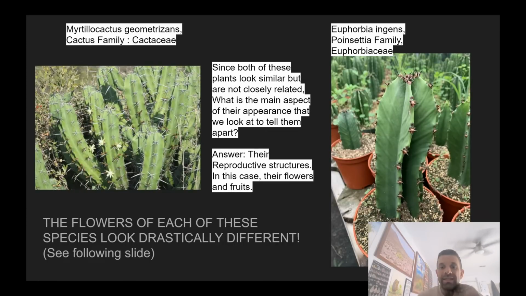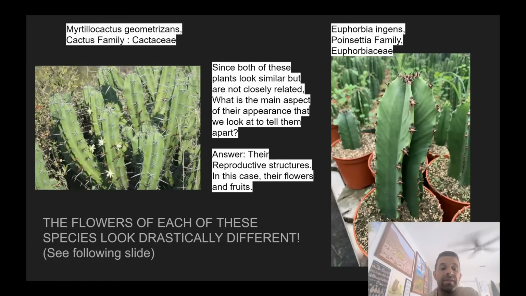Okay, so how do we tell if we see this Myrtillocactus and Euphorbia, and they look so similar? How do we tell what they really are? Let's see. Let's go back to that. Lost for a minute. How do we tell what they really are? We look at their flowers, okay, their reproductive structures. When you're trying to figure out what plant family a plant that you're looking at is in, you look at the flowers. You don't look at the leaves. Sometimes leaves can give you a hint. 99% of the time, it's going to be flowers or fruits. Remember, flowers produce fruits. The fruit is an ovary. That ovary is inside a flower before it's pollinated and matures.